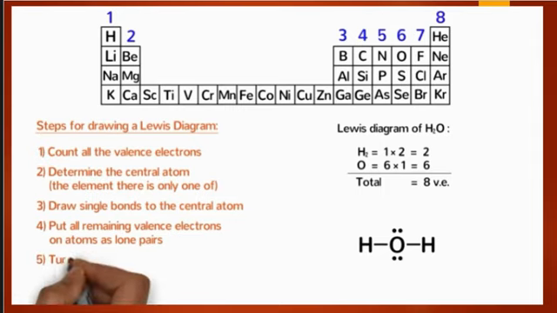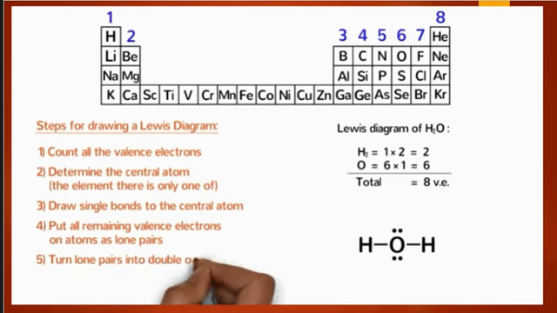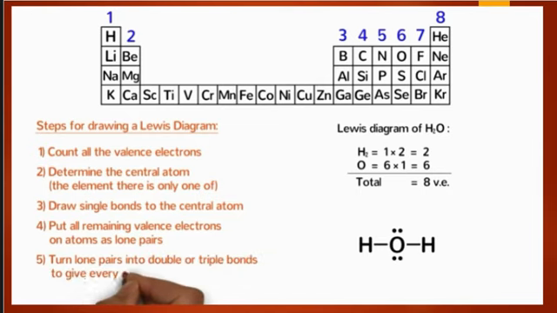Step 5. Turn lone pairs into double or triple bonds to give every atom an octet, or a duet for hydrogen. Pause the video and see if all the atoms in our H2O are happy. Yeah. Because each hydrogen has 2 electrons and the oxygen has 8 electrons, everyone is happy, and there is no need for double or triple bonds, which means that our Lewis diagram of water is now complete.